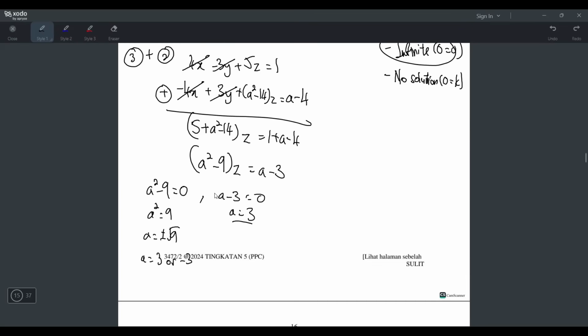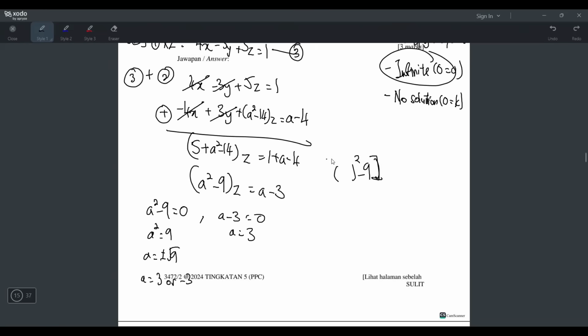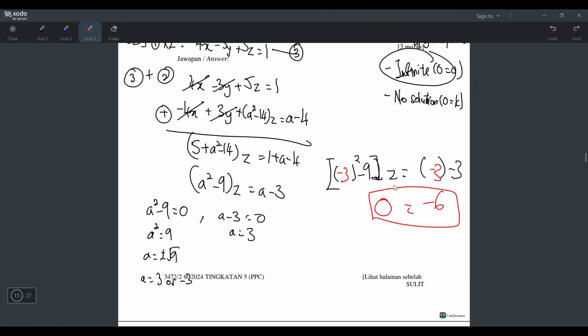Let me prove to you using another method. You can actually sub back inside here, and then you will understand why I say the answer is 3. So on the left side is a squared minus 9z, and on this side is a minus 3, like bracket minus 3. Imagine if your a is negative 3, will you get 0 equals 0? No, right? Because negative 3 minus 3 is negative 6 already. And this one is 0, because negative 3 squared is 9, 9 minus 9 is 0, 0 times z is 0. So you end up with this. This is not infinite solution. This is no solution. 0 equals a number means no solution.